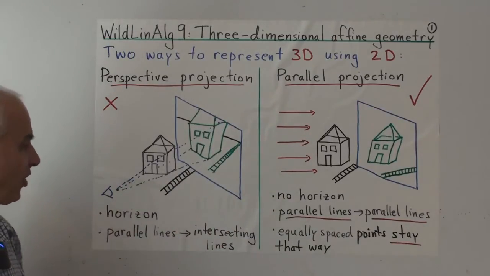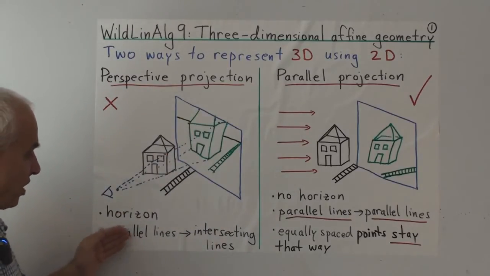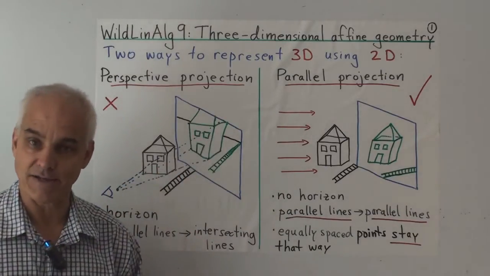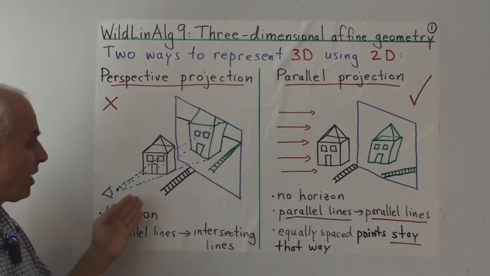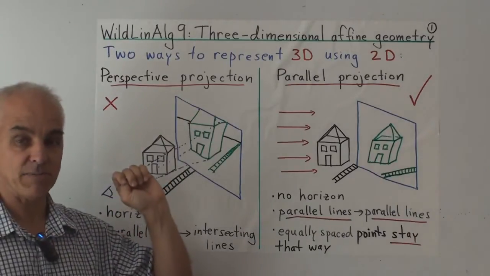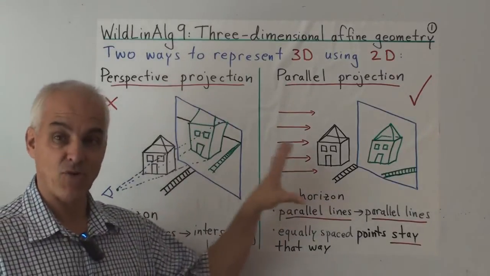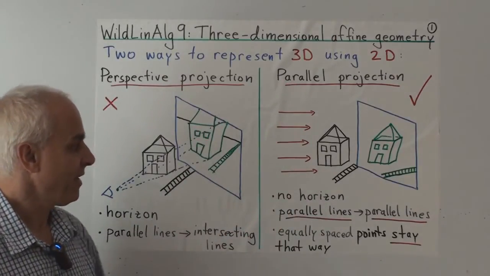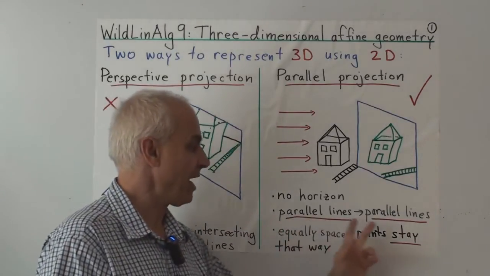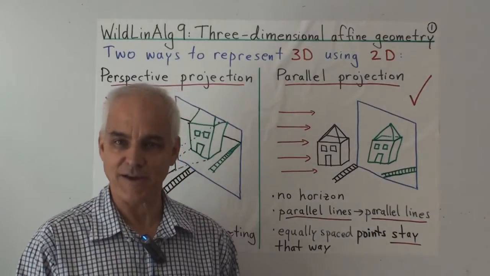So that's one of the properties of this perspective projection, that there's first of all a horizon, that lines which are parallel in the 3-dimensional object end up intersecting on that horizon. And that furthermore, equally spaced points in the original object do not get mapped to equally spaced points in the picture. The parallel projection has quite different properties. First of all, there's no horizon, and importantly, parallel lines map to parallel lines. Let me try to explain why that is.